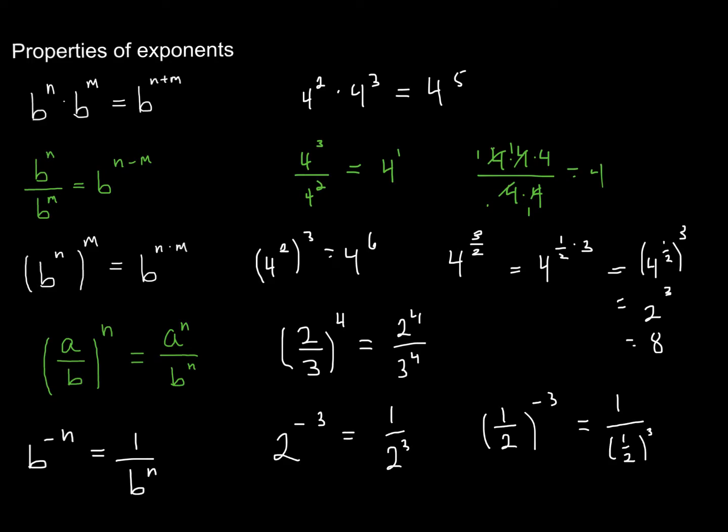And you could actually go ahead and, using some of the properties we've talked about, you could compute this and rewrite this. So 1/2 to the 3rd is 1 to the 3rd over 2 to the 3rd, using this property here. And so that's 1 over 8. And when you're dividing by a fraction, you can multiply by the reciprocal. So you would end up with 1 times 8 over 1, which is 8.